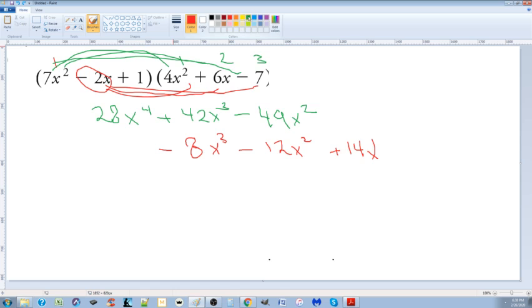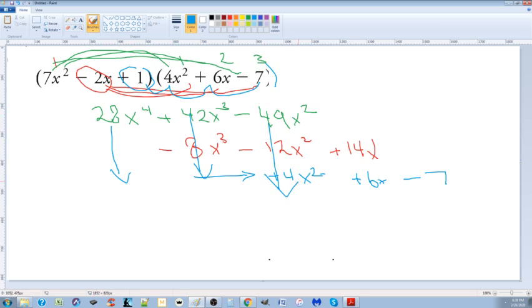Now we go to the third term and a third row, which is the plus 1, and multiply it by each, which is easy in this case. And now also remember we indent one more. So we're going to get plus 4x squared, plus 6x, and minus 7. And there's nothing here. So now you add down the columns like that, and you'll have your final outcome.